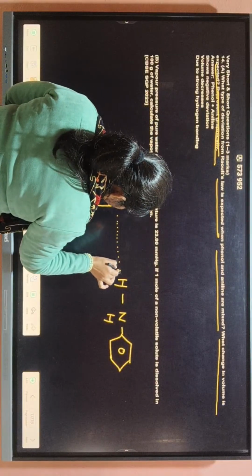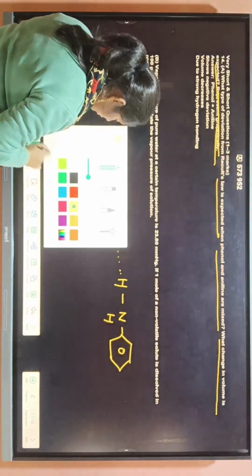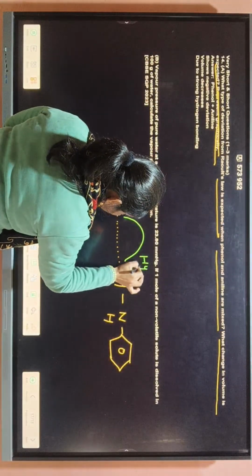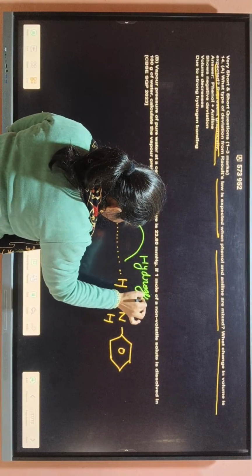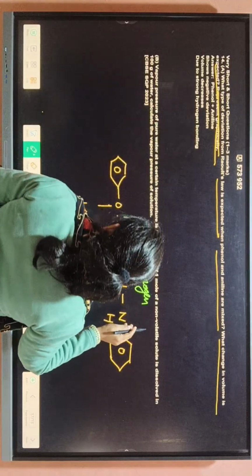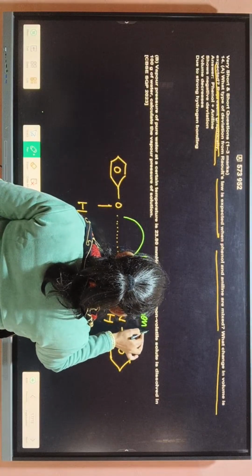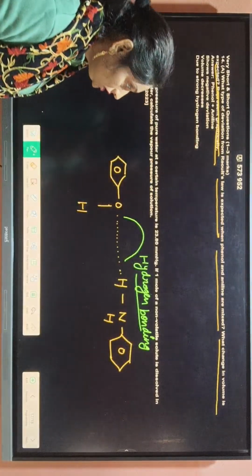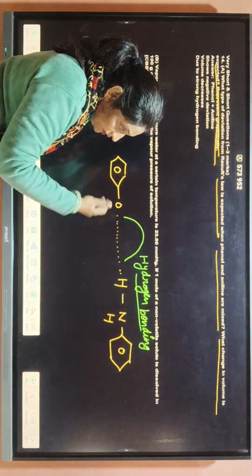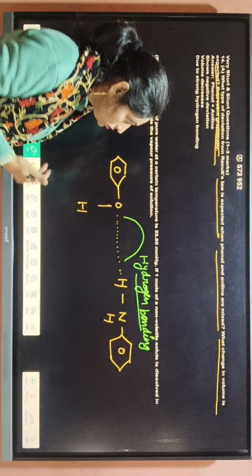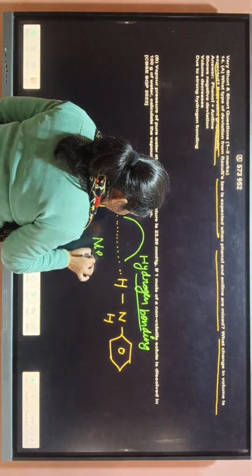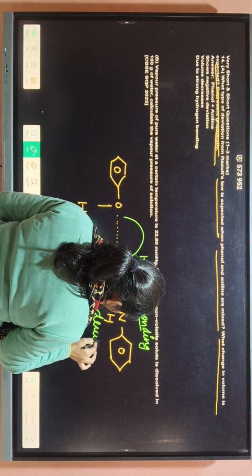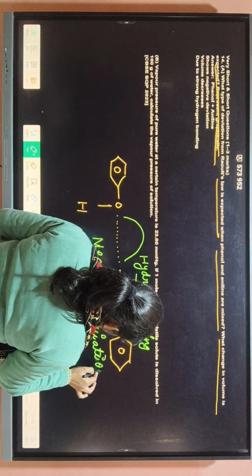Students, when you make a solution, they form hydrogen bonding, and that is a strong bond. If the bond is stronger in solution, that is, if the A-B interaction becomes stronger, then they show negative deviation.